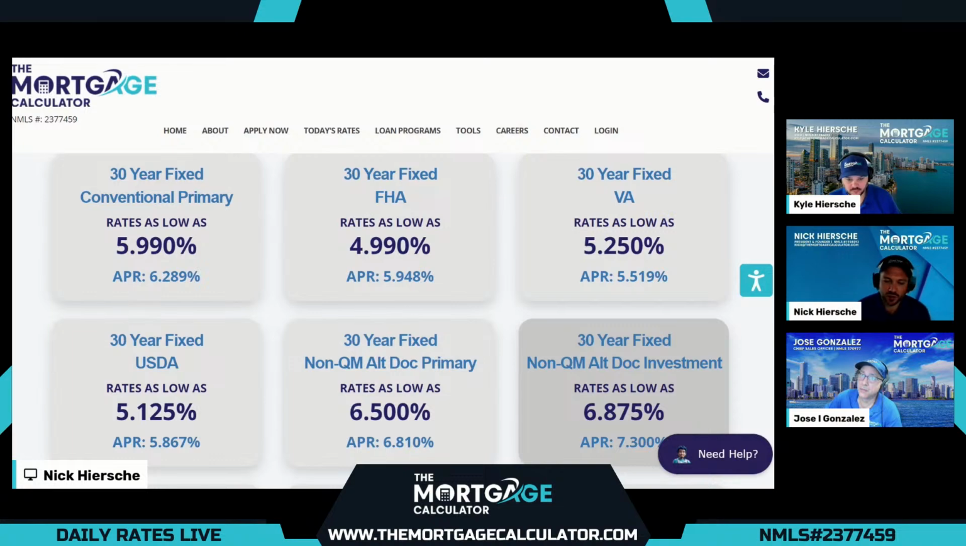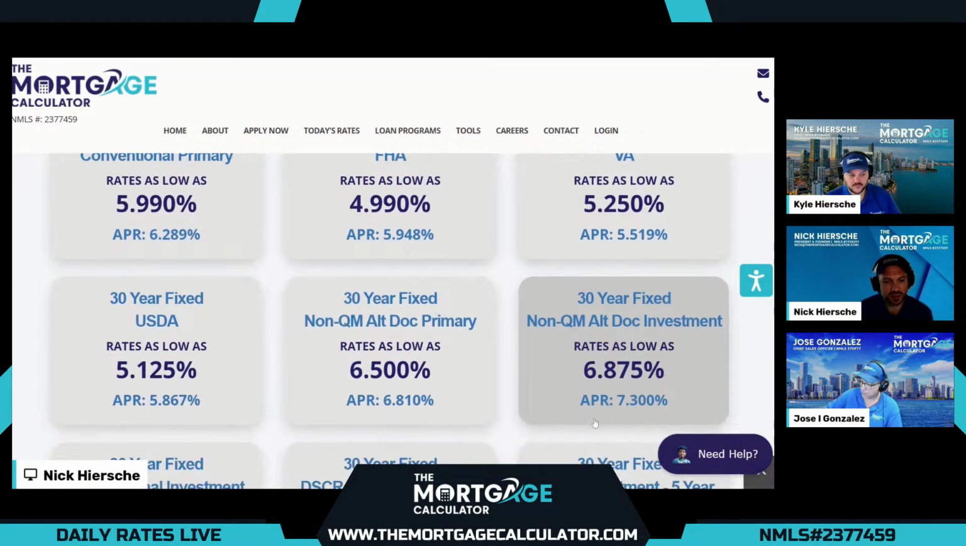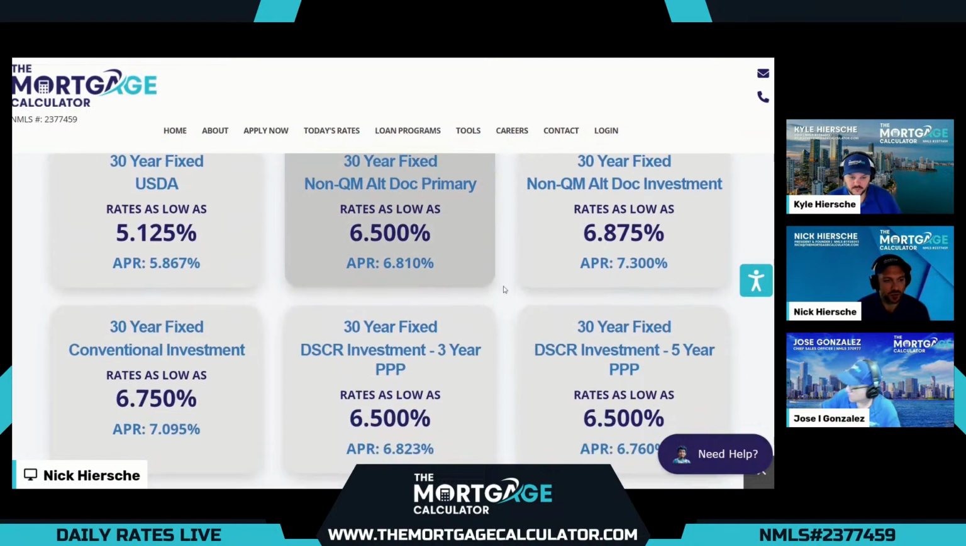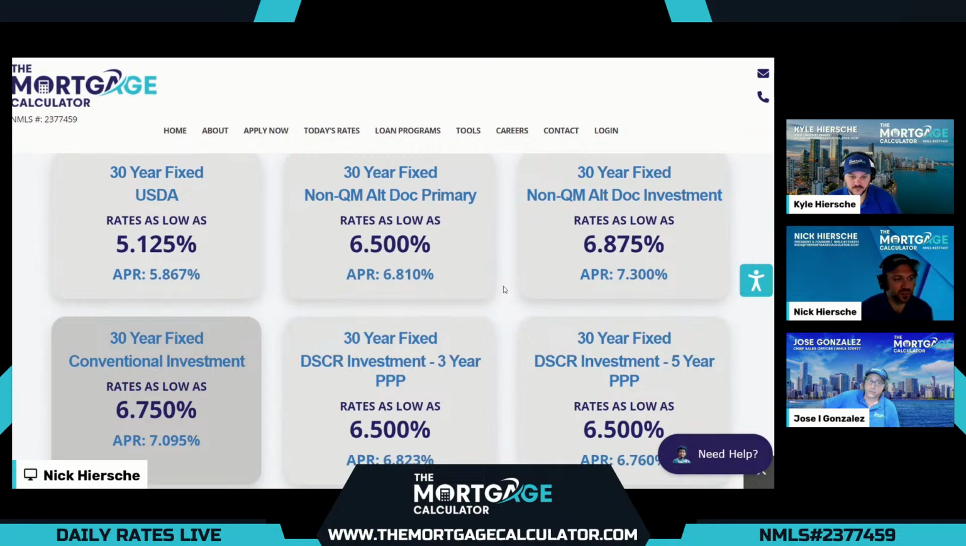So bank statements are similar for investment properties. So tons of flexibility. The bank statement option comes in today, 6.875 rate. Final APR here, 7.300 for investment properties. And we have a ton of other options for investments to compare. So there are no government programs though, so no VA, FHA, or USDA, but we do have our conventional investment option coming in today, 6.75 rate.